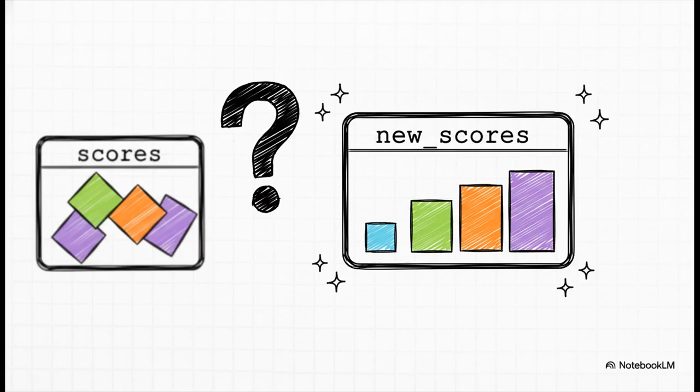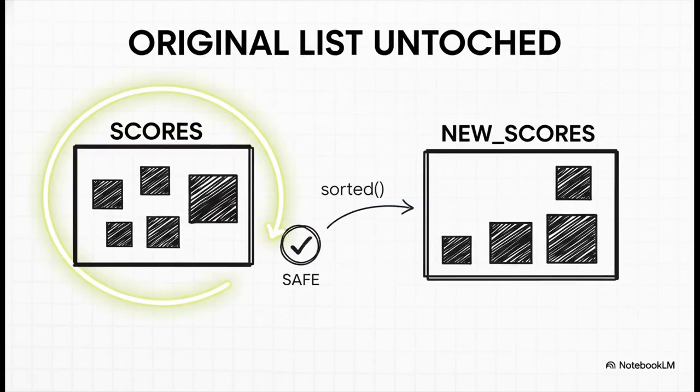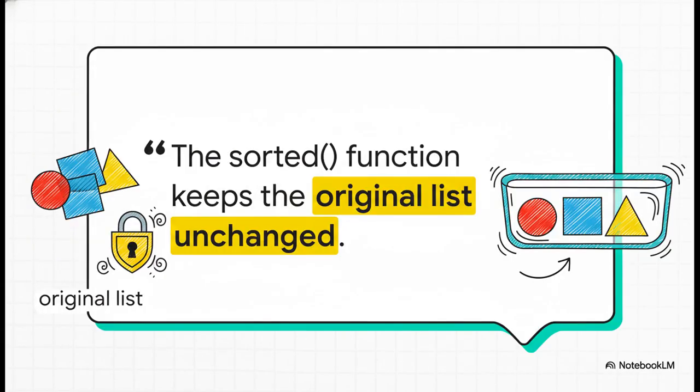But what about our original scores list? And this right here is the magic of path number 2. When we go back and print the original scores list, look at that. It's exactly as it was when we started, completely untouched. This shows the difference perfectly. Sorted gives you a safe copy to work with. So, if the big takeaway for sort was permanence, the takeaway for sorted is all about safety and preservation. You get the sorted list you need without any risk to your original data.